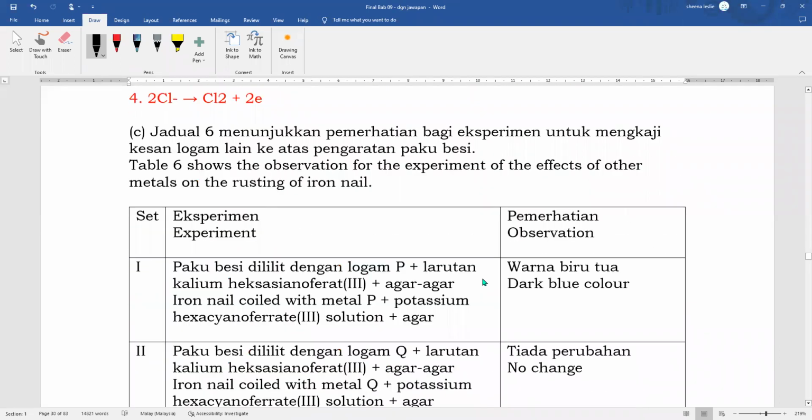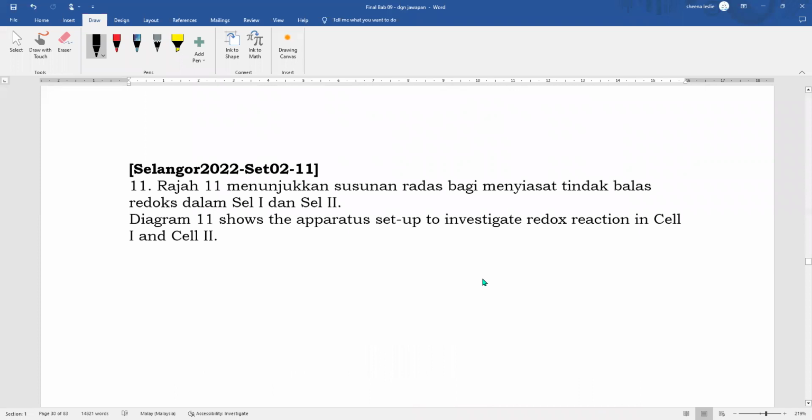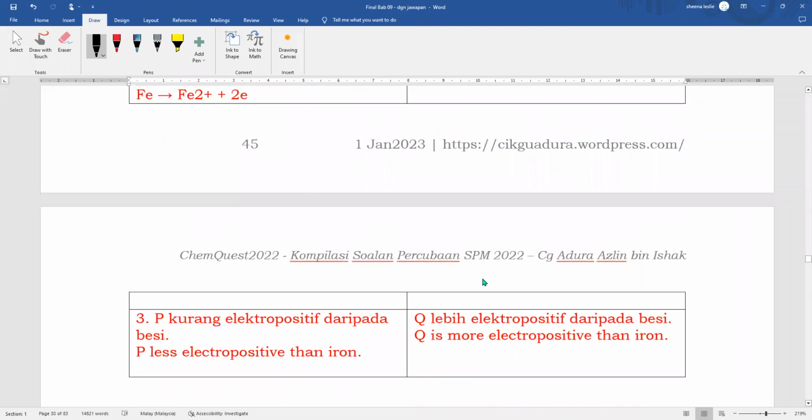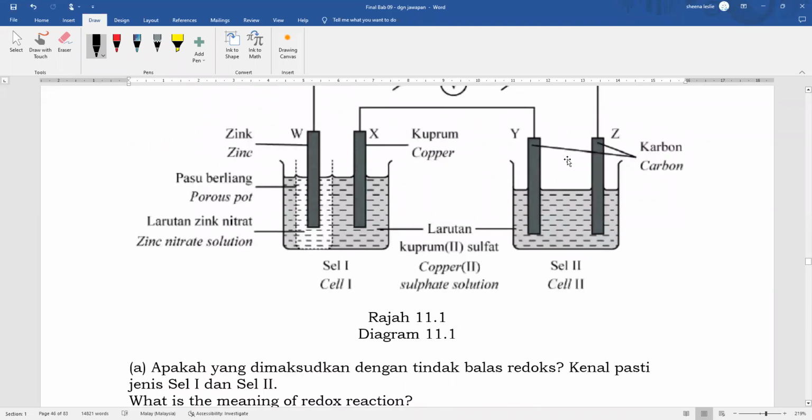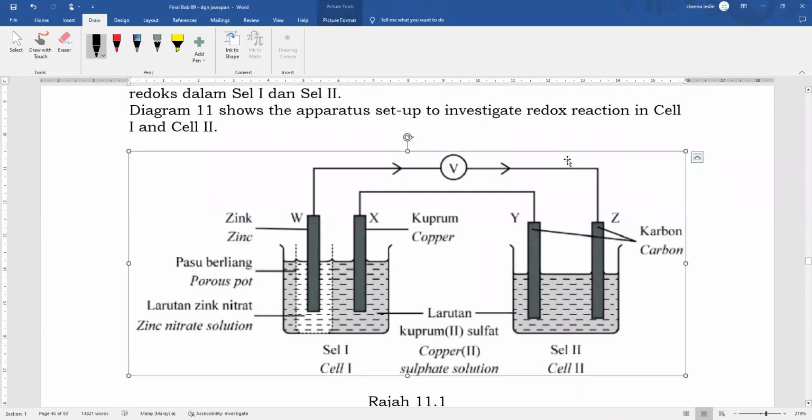You'll have to search as well. Do you all see an electrolytic cell? Sorry, a voltaic cell. Okay, this is nice. Would you all like to try this together with teacher?